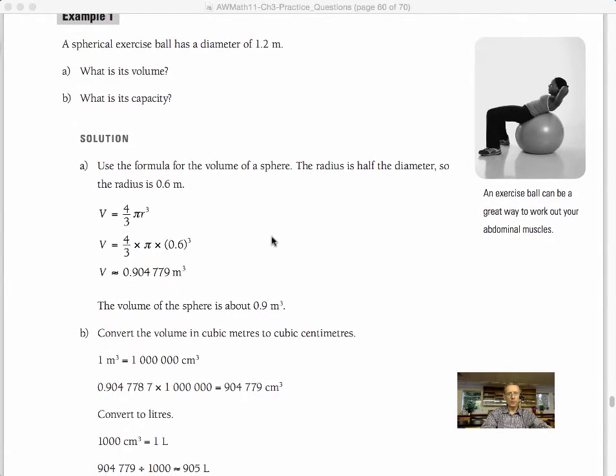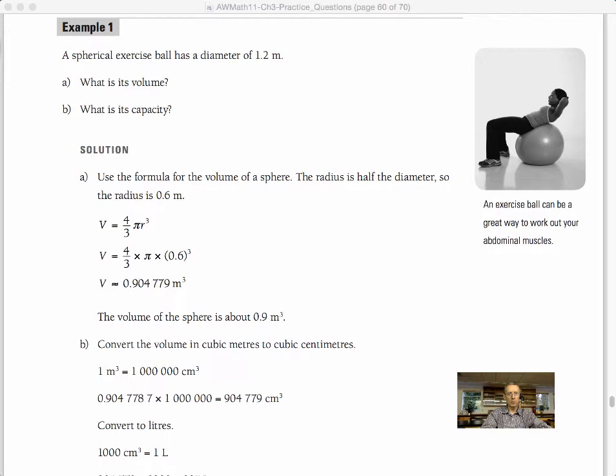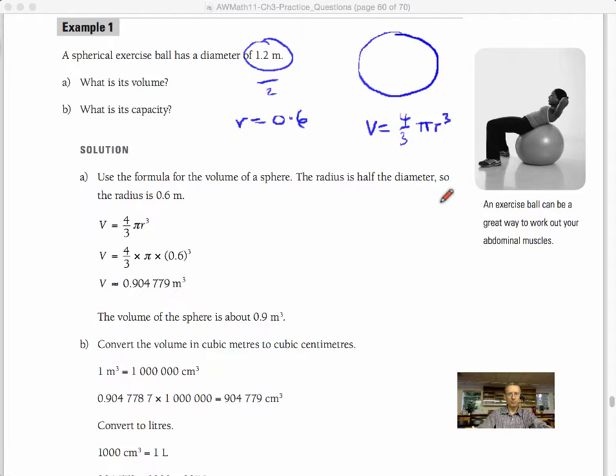Example 1. A spherical exercise ball has a diameter of 1.2 meters. What's its volume? So, little diagram. If you remember, the volume of a sphere is 4 over 3 pi r cubed. And we plug in the radius, not the diameter, so be careful, this is not the radius. So we'll have to divide this by 2 and get 0.6 for the radius. And then we can plug it in right here for the radius.